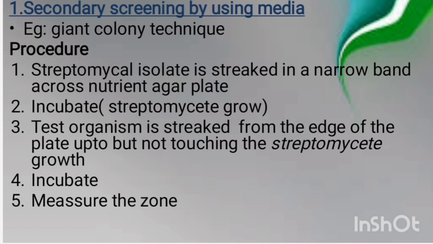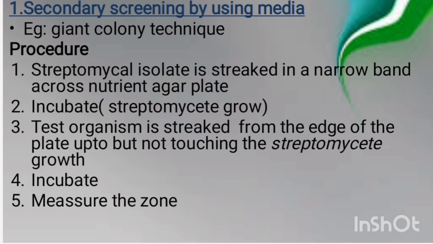Next, we can discuss secondary screening on agar media. An example is given here: Streptomyces screening, or the method called the giant colony technique. Streptomyces have the ability to produce antibiotics. The Streptomyces isolate is streaked in a narrow band across the nutrient agar plate. Then that plate is incubated so that Streptomyces growth occurs.